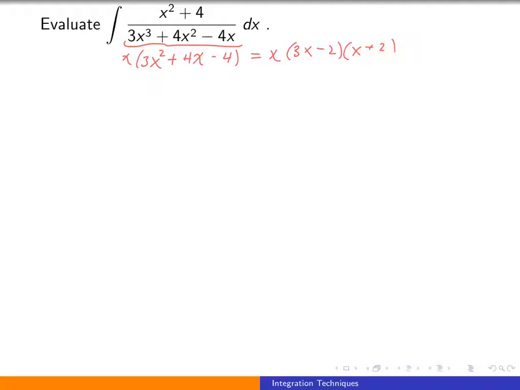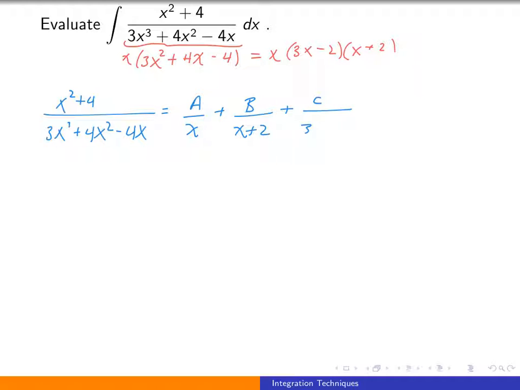So the form of our partial fraction decomposition is going to be a over x plus b over x plus 2 plus c over 3x minus 2. And in order to solve for the a, b, and the c, our first step is to take the denominator on the left and multiply both sides by it.